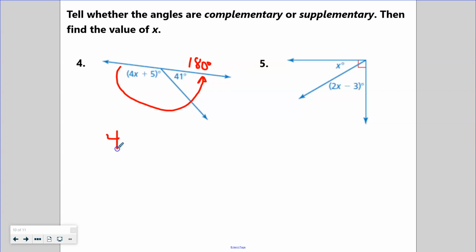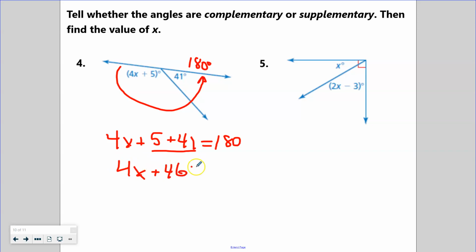And so I say 4x plus 5 plus 41, because we're adding them together, equals 180 degrees. So I can add my like terms: 4x plus 46 equals 180, minus 46 minus 46. We have 4x equals, if I dropped off 40, I'd have 140, and go down 6 more, I have 134.